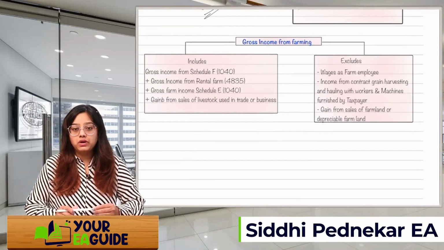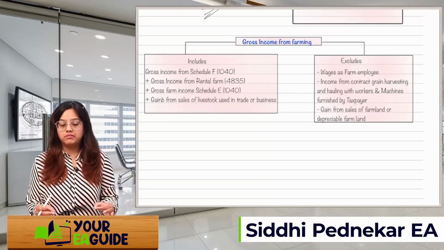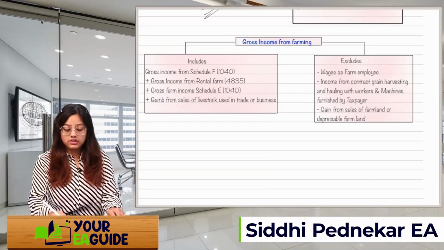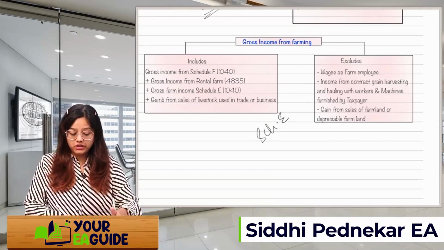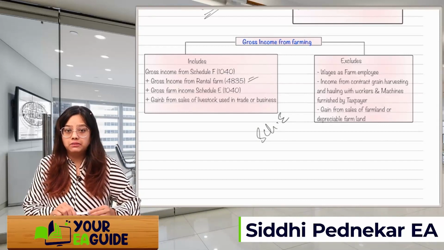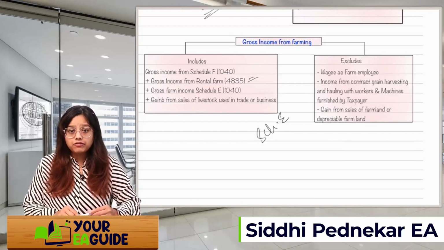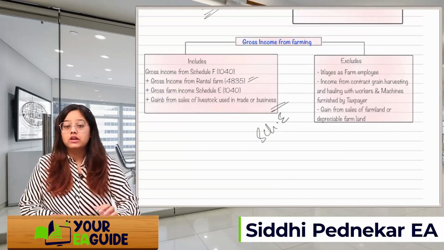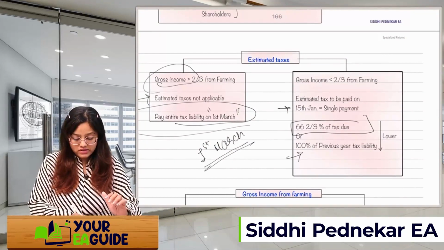Gross income from Schedule F, that will go to 1040, plus gross income from rental farm. If you're renting a normal residential or non-residential house, it will go on Schedule E on your 1040. But if you're renting a farm, you will have to file 4835. Gross farm income, Schedule E, 1040. Gain from sales of livestock used in the trade or business. These are all the inclusions in gross income from farming.